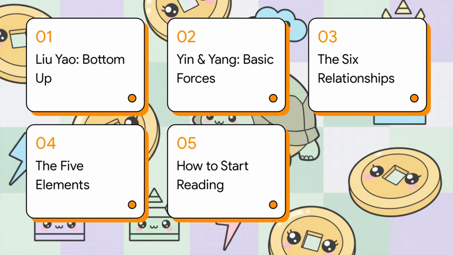We're starting right at the bottom with the actual structure of the hexagram. Then we'll add on the two basic forces, yin and yang. After that, we'll meet the cast of characters with the six relationships, see how they interact with the five elements, and finally, I'll give you a simple guide on how to start putting it all together.